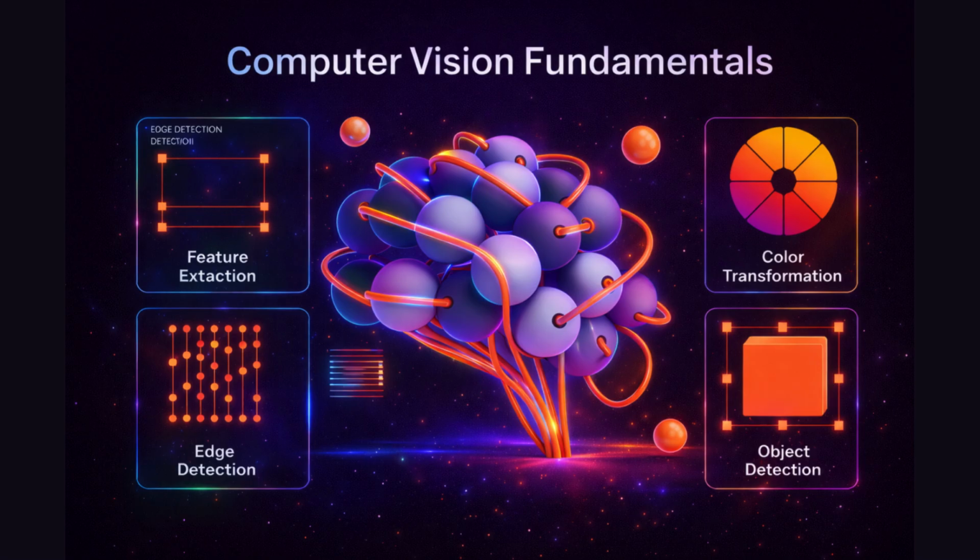So understand this clearly. Machines don't see like humans. They break images into edges, features, patterns, and objects. If you skip this foundation, you won't truly understand how models work. Master the basics first because every advanced AI system is built on this simple step.